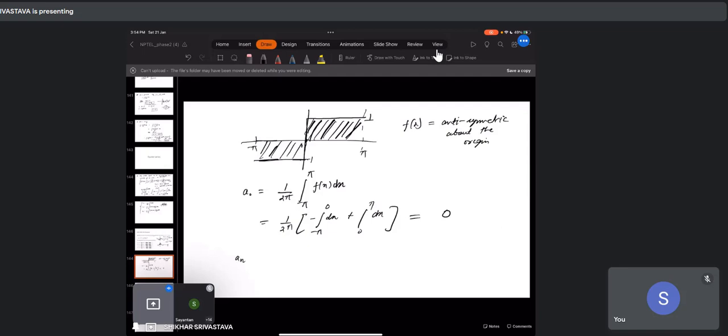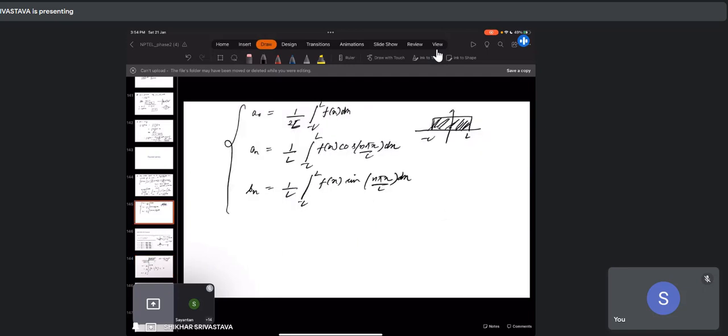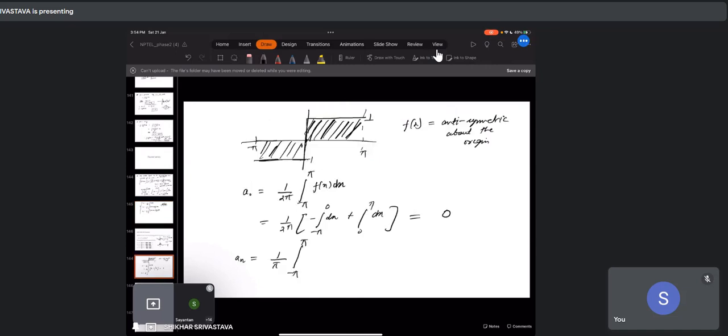Similarly, when you calculate an, it is 1 by pi, integral from minus pi to pi of f(x) cos, you just put L equal to pi, so pi will cancel, and it becomes cos of nx. Now you know this function f(x) is anti-symmetric about the origin, or another word is odd. So f(x) is an odd function, and similarly cos of nx, the cos function is also what?